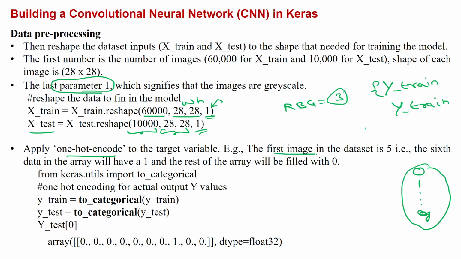Here we are going to display the first image in the training data set in the form of one hot encoding. For that we need the method to_categorical, and we are importing that method.